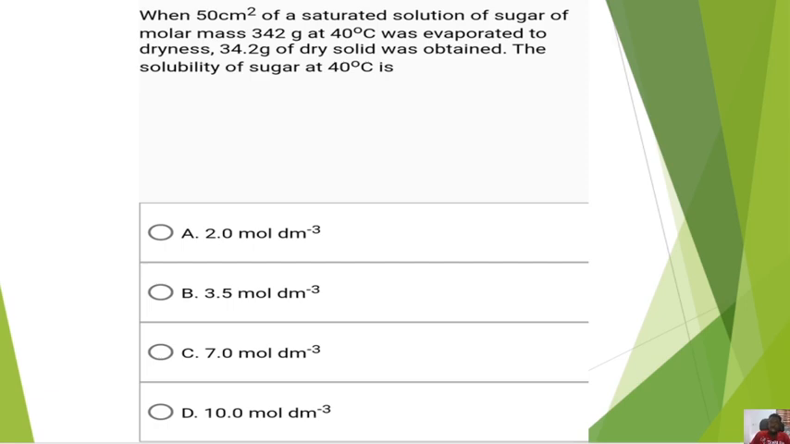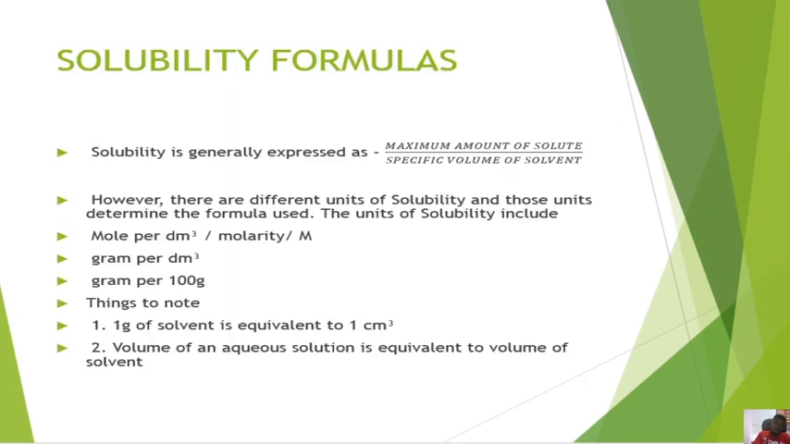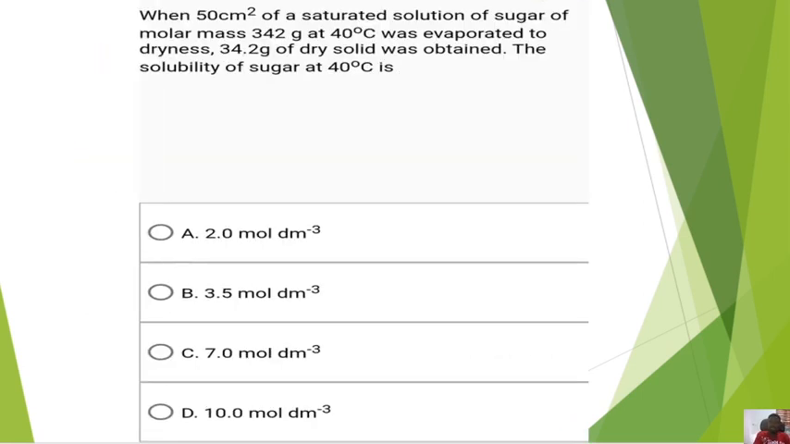So let's look at it. The dry solid was given in mass, and the mass of the dry solid is 34.2 grams, as you can see. Then what is the volume of the solvent? We are not given the volume of the solvent, we are given the volume of the solution. But what do we have to say? The volume of an aqueous solution is equivalent to the volume of a solvent, not mass. Remember, I said not mass. Specifically, the volume of an aqueous solution is equivalent to the volume of the solvent, which means here that we have 50 cm cube for the solution, we are going to say that it is equivalent to the volume of the solvent. So let's get to work.